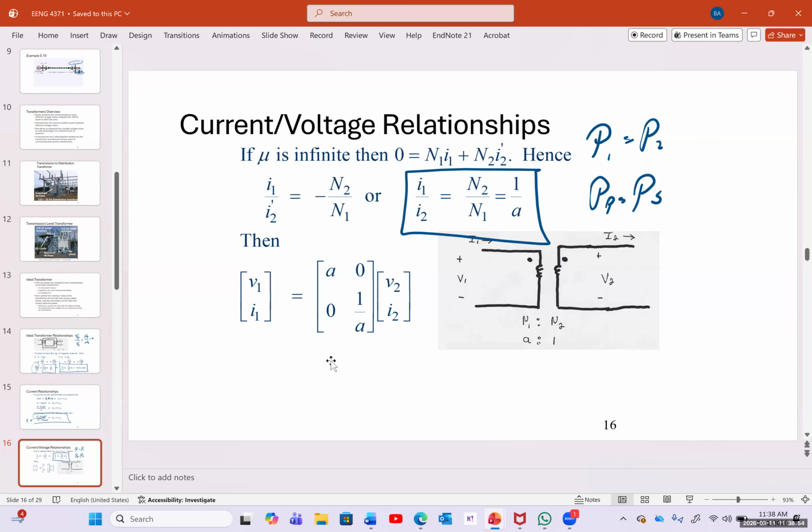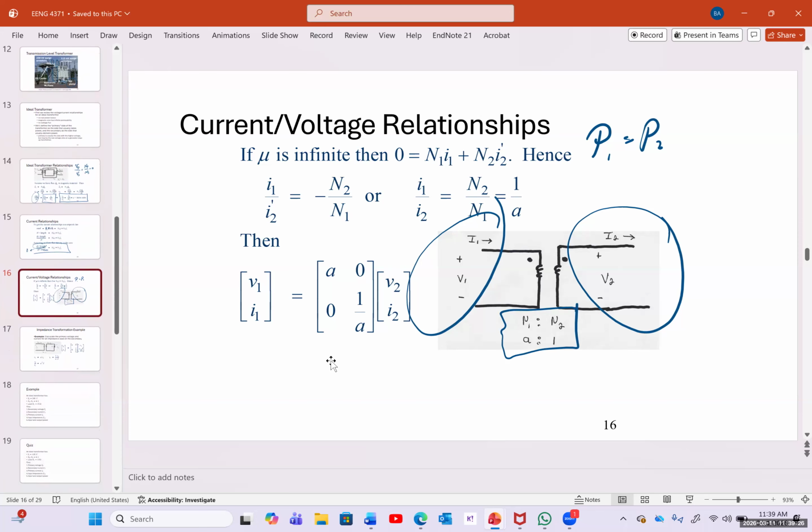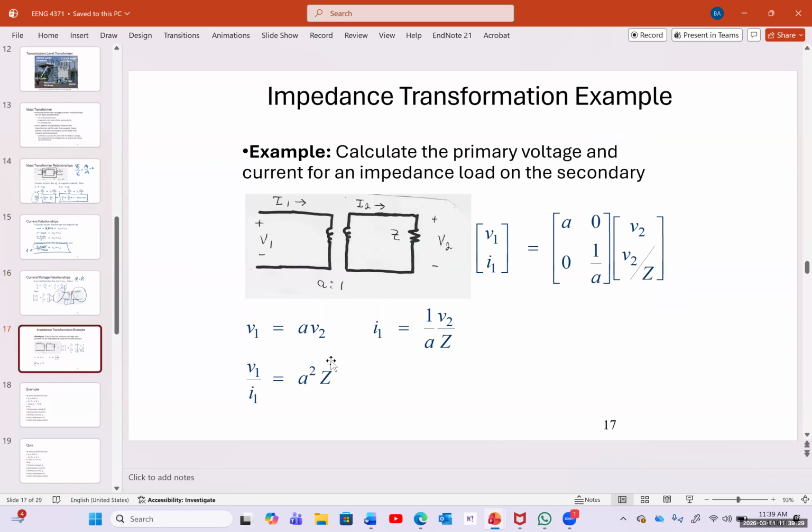Now we can use this matrix, and this is the way that we represent a transformer, and this shows the direction of the current and the turn ratio N1, N2. And for this one particular case, A is equal to 1, meaning N1 is equal to N2. We have the primary voltage and current and secondary voltage and current. And we can use a matrix to write it. So it's going to be V1 I1 would be A and 0 and 0 and 1 over A, V2 over I2. Now, if we want to find the impedance, we can use this equation to find the impedance.